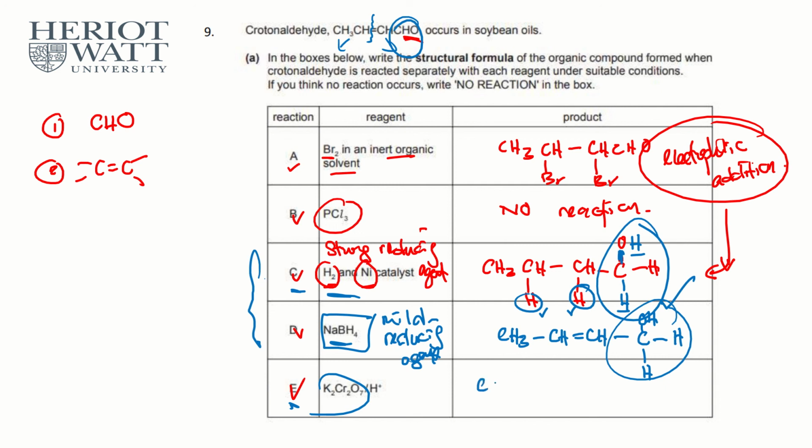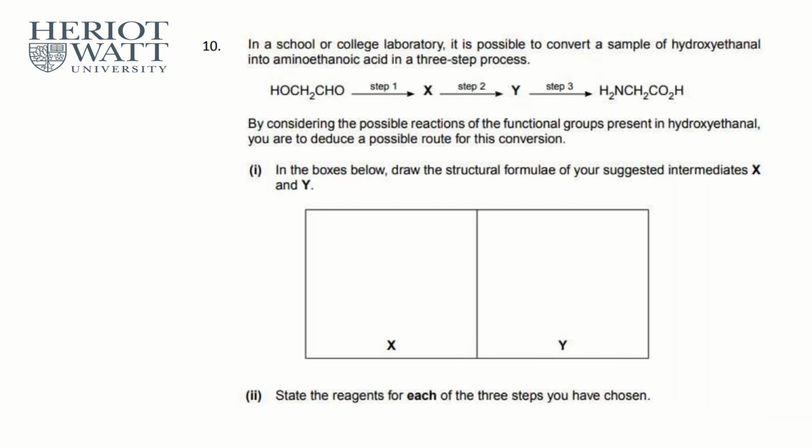So in this case, CH3, CH, double bond, CH, and then the CHO, the aldehyde will further oxidize into what? COOH then. So you get a carboxylic acid, and the double bond remains there unless you change the dichromate into KMnO4. Then yes, you split them apart. Otherwise, that's the only reaction.